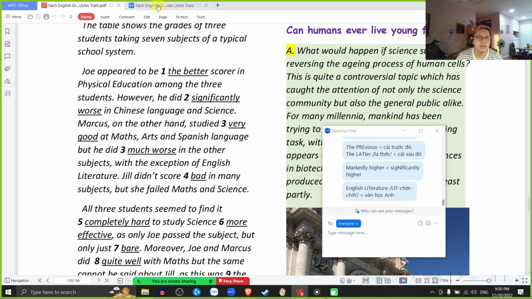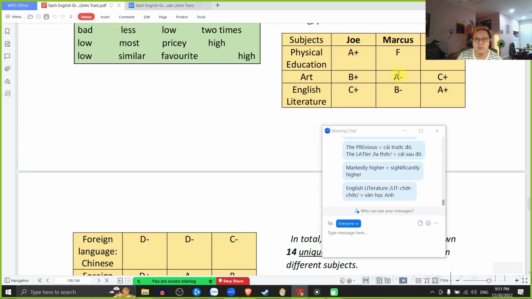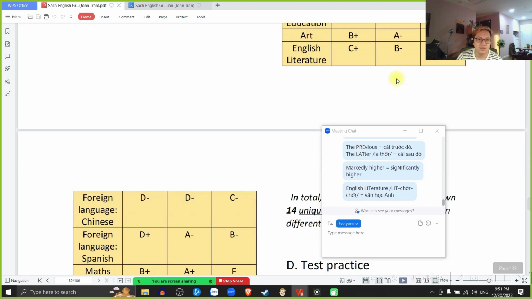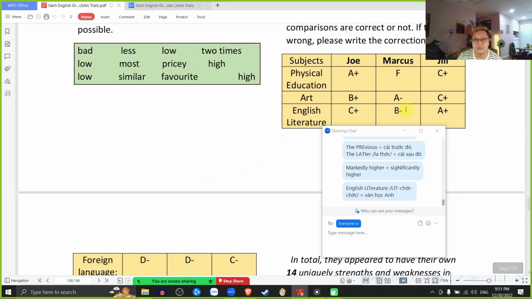Okay, but he did badly. He did badly in the other subjects. Nhưng mà anh đã làm rất tệ trong những môn khác. So look at this one, math, art is A-, it's okay. A trừ cũng okay. Spanish and math is good, but the other subjects fail: science, Chinese D-, and then fail in PE, you see.